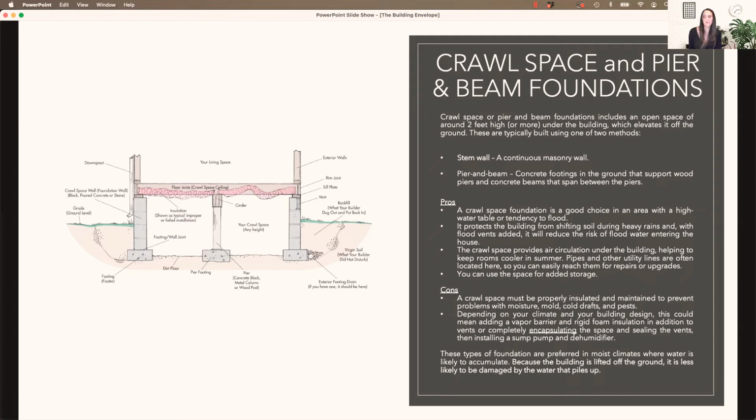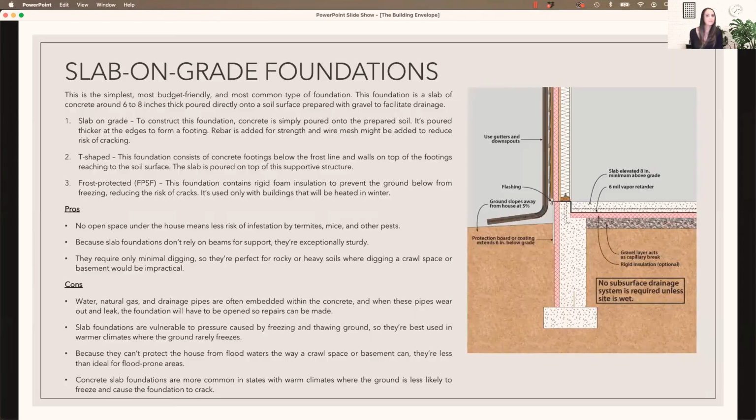One other thing about cons for crawl spaces is, things can crawl in there. Depending on exposure to outdoor elements, animals might be able to get in there. I know in my mom's crawl space, she had some baby bunnies that were born in there. So that's just another potential thing that might happen, or rodents can be prevalent in crawl spaces as well. Any other thoughts about crawl spaces?